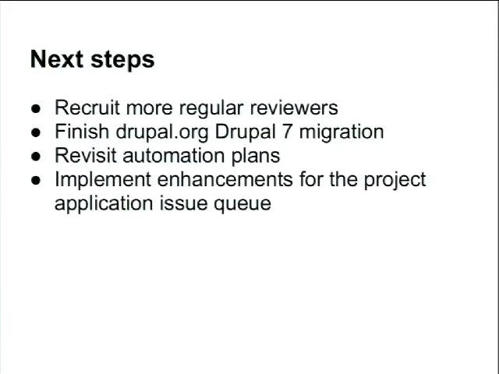And we are finishing the Drupal.org Drupal 7 migration. Because we don't want to build tools for Drupal 6 right now, we want to wait until this is on Drupal 7 so that we don't waste our time implementing something. And we, of course, have to revisit our automation plans. What rules exactly do we want to implement for the project application HQ? How it should work? We will have to make plans for that. And then in the end, we will implement that and publish that on Drupal.org so that we don't need the external service for automated reviews, that we have, for example, an automated security issue review.